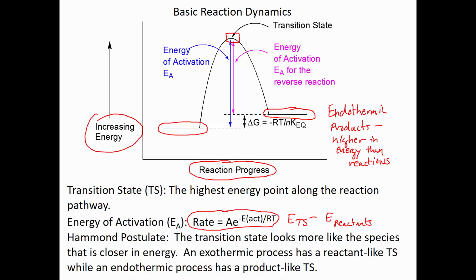In theory, every reaction is reversible, so we have another value, the energy of activation for the reverse reaction, which is the energy of the transition state minus the energy of the products. An important point is the Hammond postulate: the transition state looks more like the species it's closer to in energy. This is an endothermic process, so the transition state would look more like the products than the reactants. If it was an exothermic reaction, the transition state would look more like the reactants.